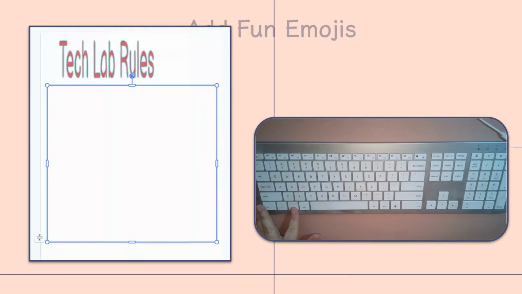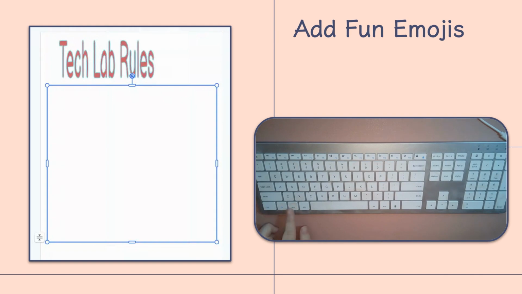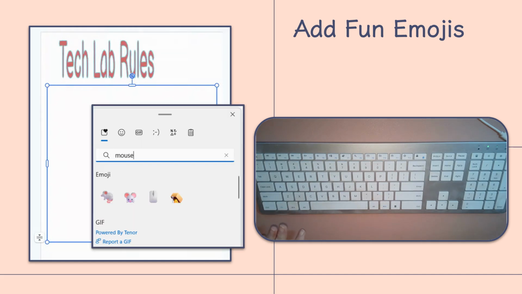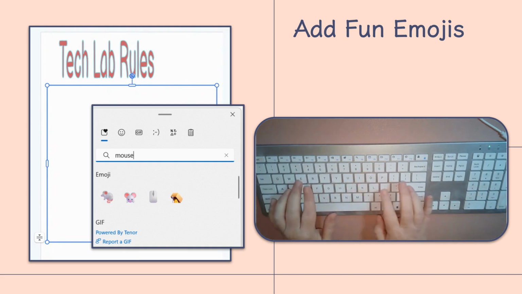You can also insert emojis. Just press the Windows key and the period at the same time. And then you can pick the emojis that match the rules. So like a mouse or a headphone. So you might be able to choose mouse. And there we go. And you can insert an emoji right there.